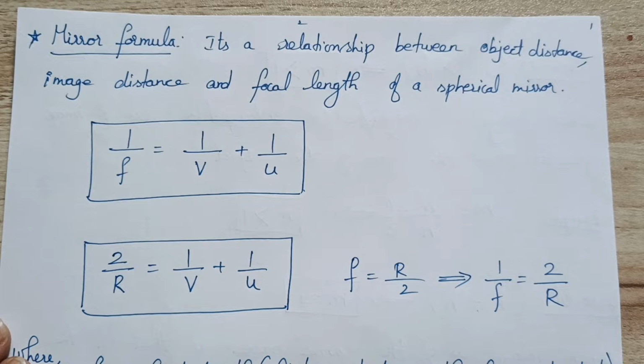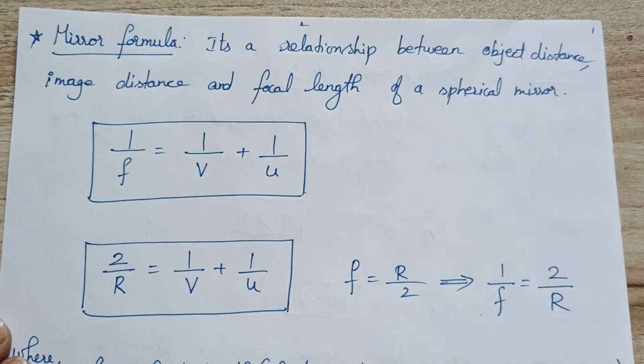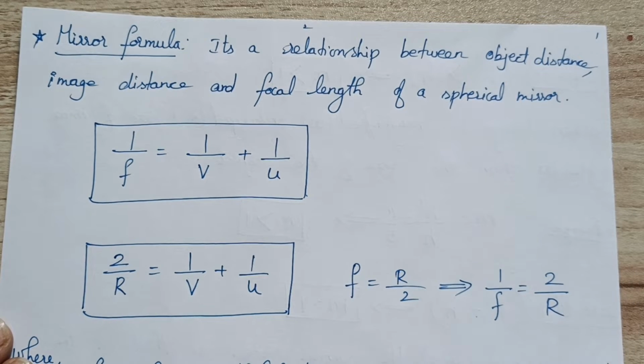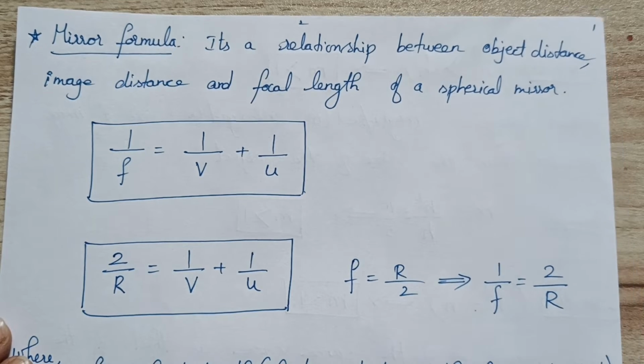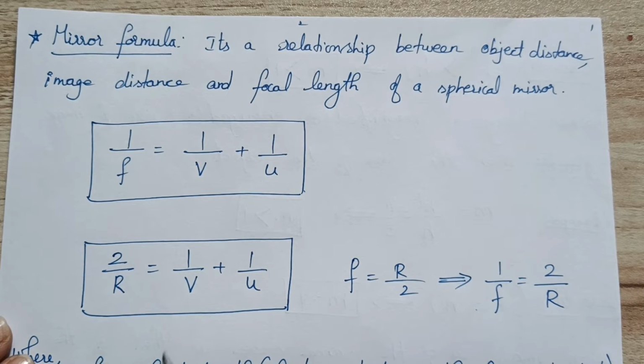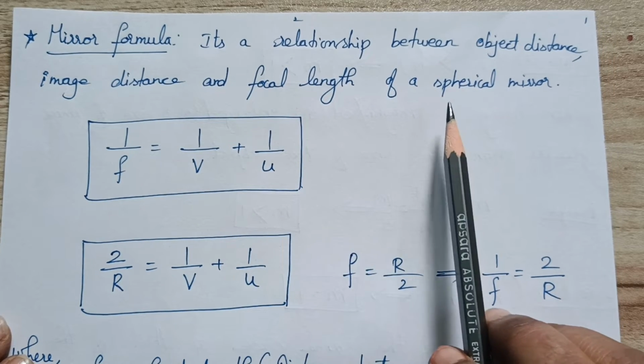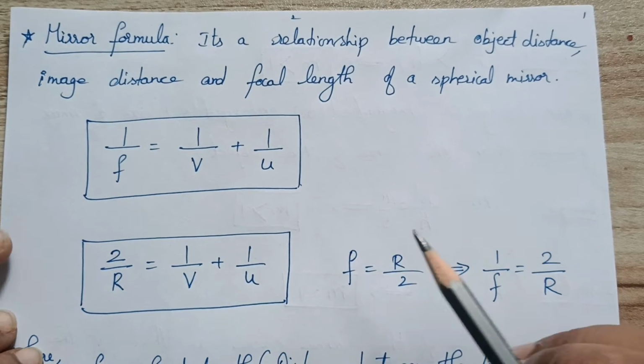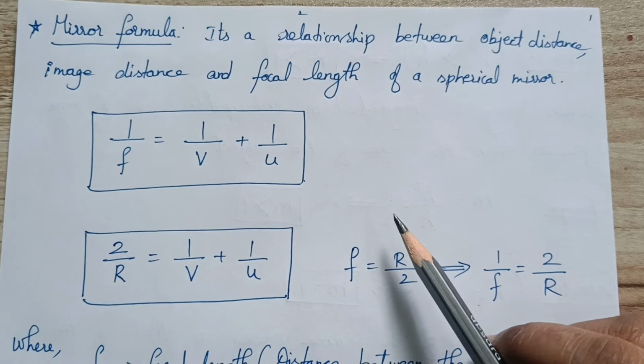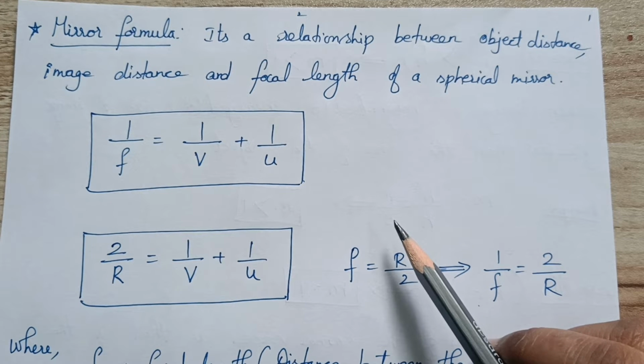Mirror formula and its magnification and a few problems. Numericals. So what is the mirror formula? It gives a relationship between the object distance, image distance, and focal length of a spherical mirror. So why do we have to study this mirror formula?